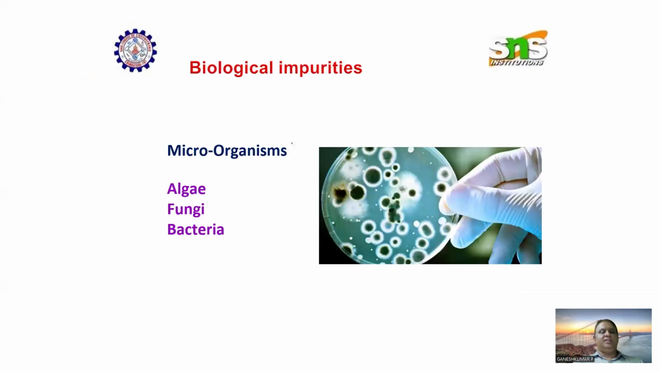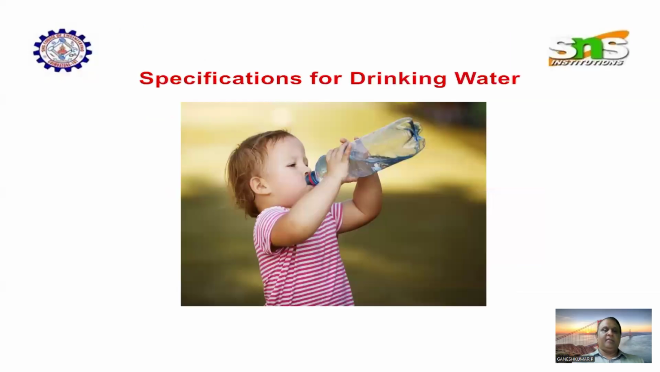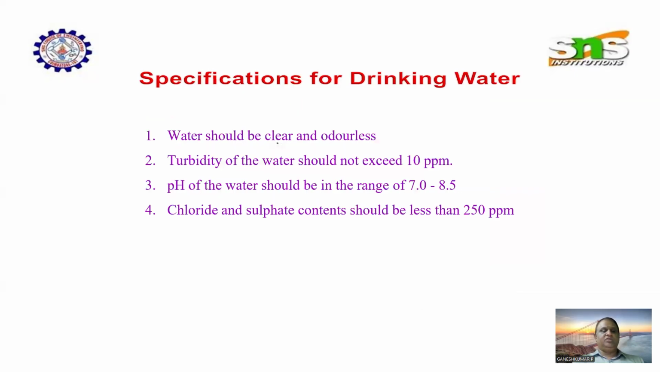And the biological impurities, such as algae, fungi, and bacteria present in water, cause serious health hazards to human beings. And what are the specifications of drinking water? It should be clear, odorless, turbidity not exceeding 10 ppm, pH should be 7 to 7.8, chloride and sulfate content to be 250 ppm, not less than that, not more than that.